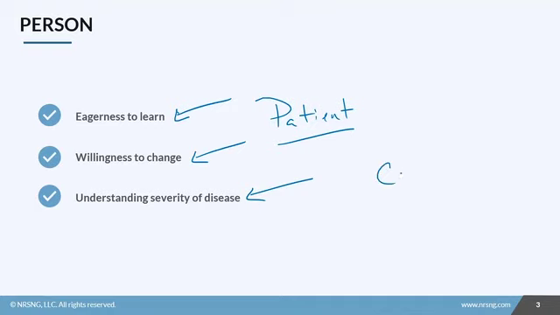For example, let's say you have a patient with COPD, which is chronic obstructive pulmonary disease, and they smoke. And they're eager to learn, but they are absolutely unwilling to drop the habit of smoking. Then you have a barrier that you have to overcome. Patients have to understand how sick they could actually get. That's where you come in as the nurse. You come in to educate, and you have the ability to educate the patient on how this could affect them in the long term.